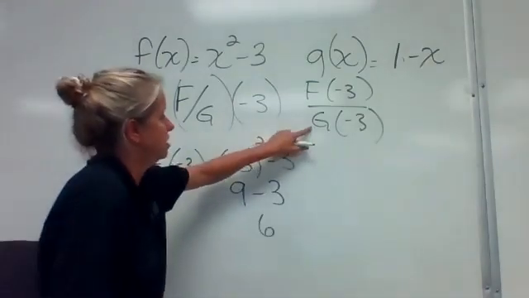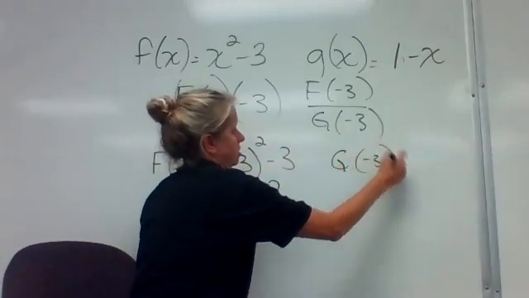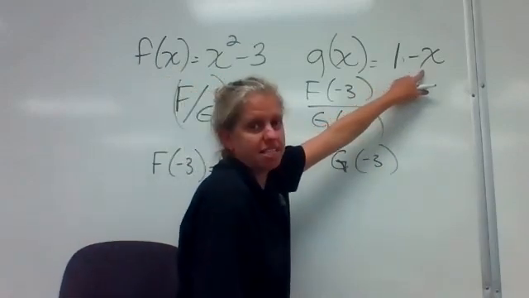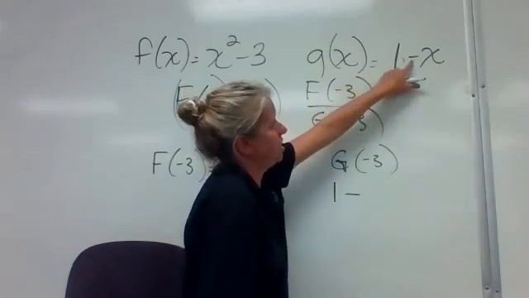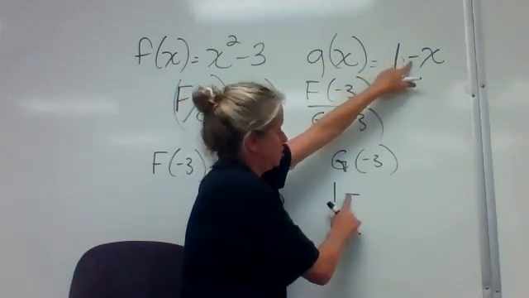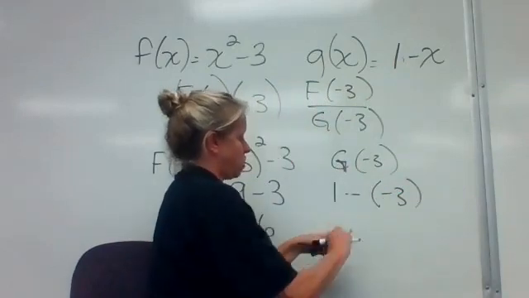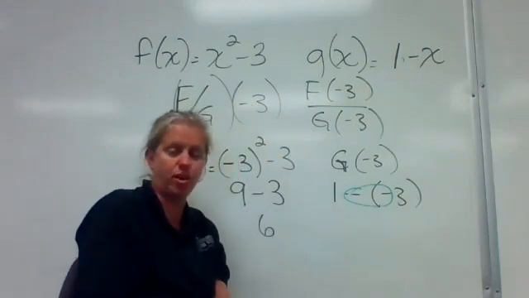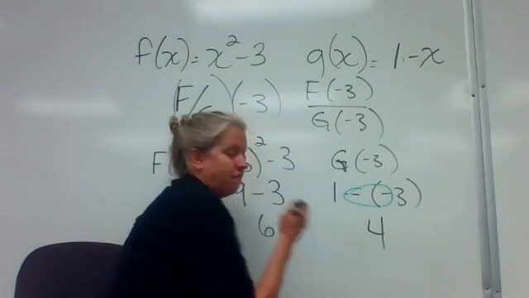Be careful here. g of negative 3. We replace this x with negative 3. So I have 1 minus, there's the minus that I'm talking about, is this one. Now I'm replacing that x with negative 3. So once again, what does minus and negative mean? You're actually adding. So 1 plus 3 gives me 4.